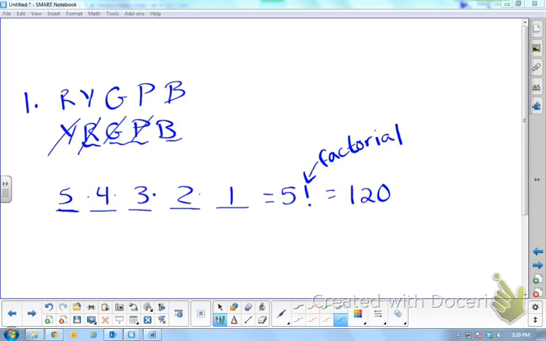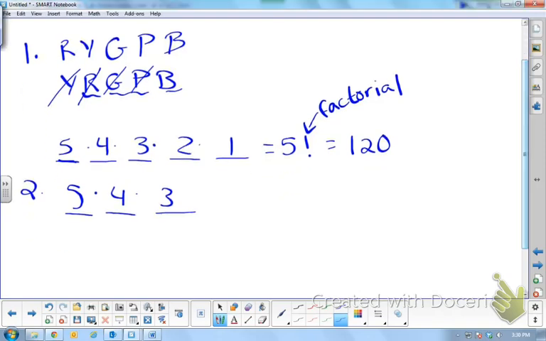So if you look at question 2, question 2 just wants you to line up 3 of the 5 Skittles. So when we pick our first Skittle, we still have 5 Skittles to choose from. We still have 5 different colors we're working with. And then 4, and then 3. But we don't use the last pieces because we only wanted to pick 3 of the 5 Skittles. So this would tell me how many ways I could arrange 3 Skittles if I picked those 3 different colors from 5 total colors.